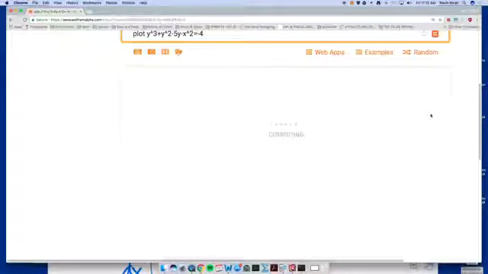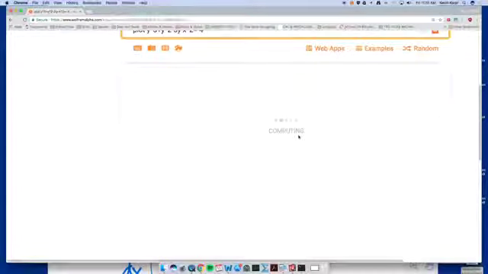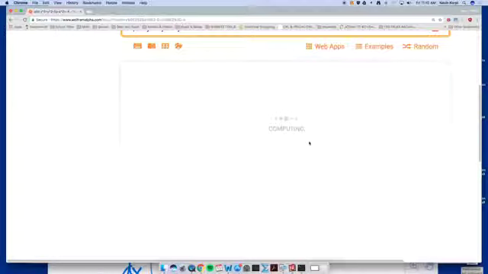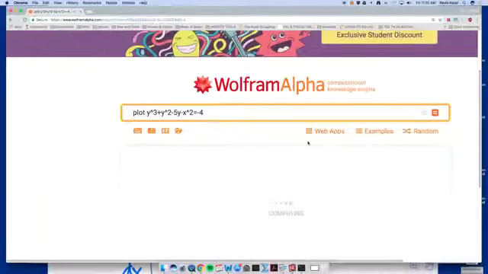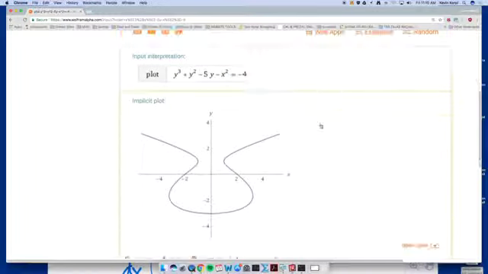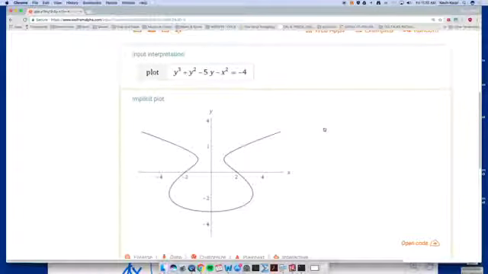Oh, no, it's not. They got rid of the effervescence, and they just replaced it with computing. That's kind of boring. Boy, it's taking a while. Oh, there it is. It emerged.